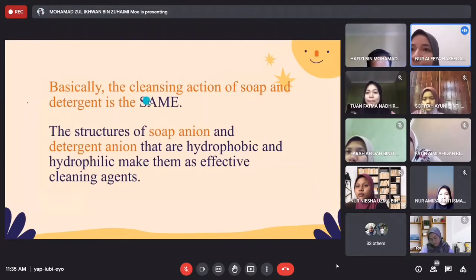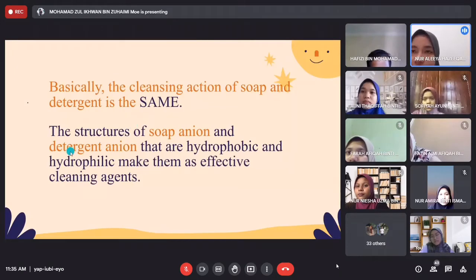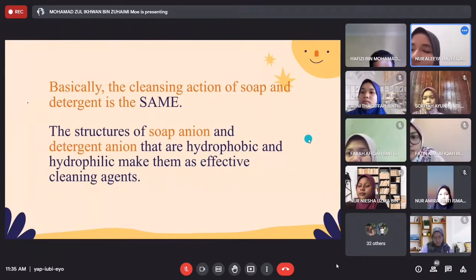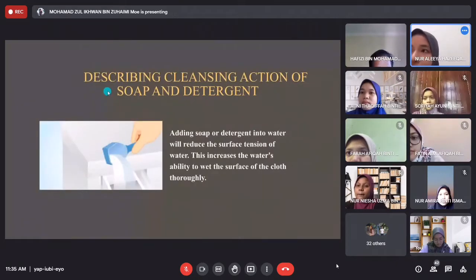Basically, the cleansing action of soap and detergent is the same. The structures of soap anion and detergent anion that are hydrophobic and hydrophilic make them effective cleaning agents. Now, I will describe to you the cleansing action of soap and detergent.